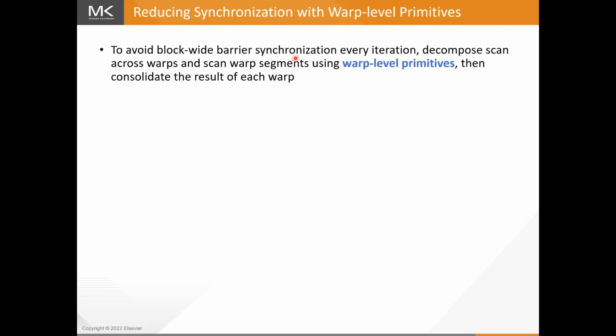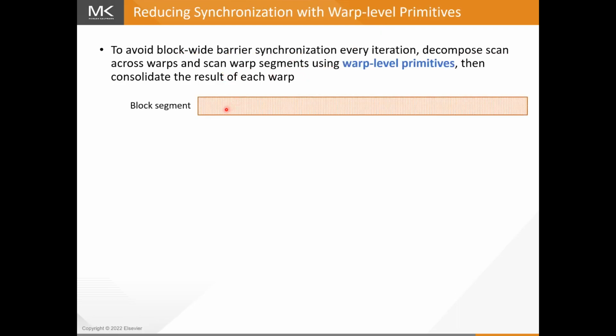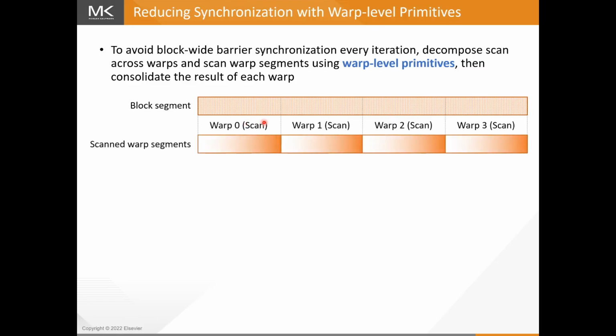synchronization every iteration. We can decompose our scan into segments across each warp and do a warp level scan using warp level primitives. And then after we have a scan segment for each warp, we consolidate the warp segments across blocks. So this looks something like this. Let's say I have this block segment right here that every block is scanning. What we could do instead is divide this block segment across warps, and have every warp do its own scan of the warp level segment without doing any barrier synchronizations.